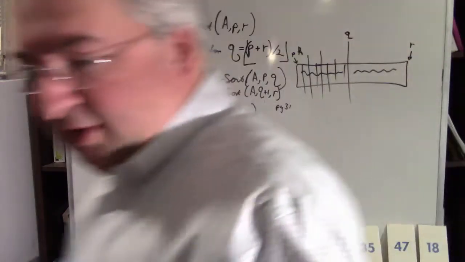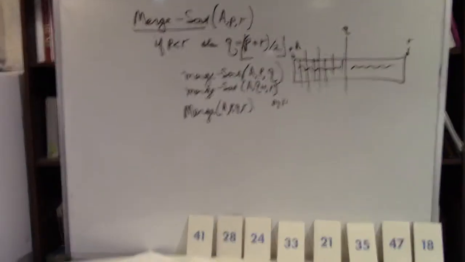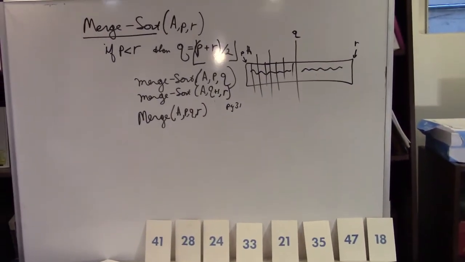Okay, Miriam, did we get everything in the cards? All the cards in? 15, 18. Okay.